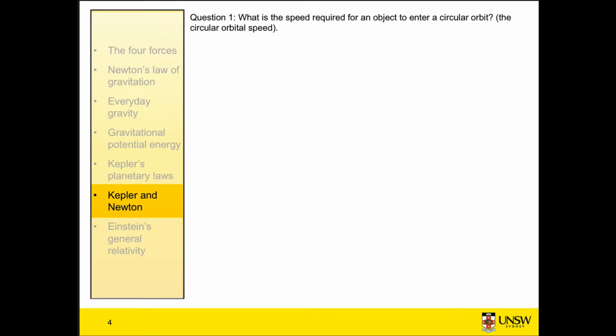Okay, so the answer to question 1. We'll do it with our standard methodology. What have we got? So we have an object in a circular orbit, or in other words, we have an object undergoing uniform circular motion.